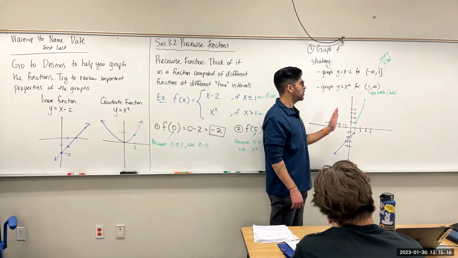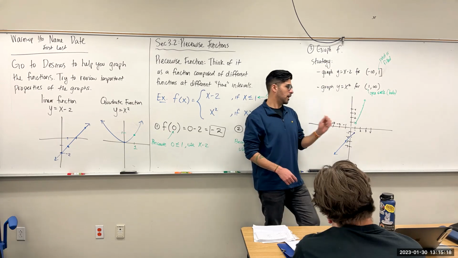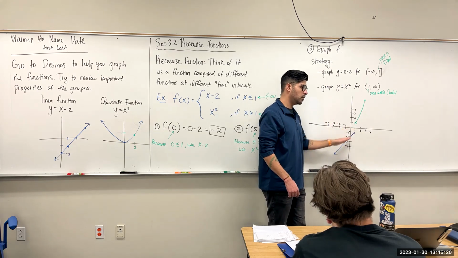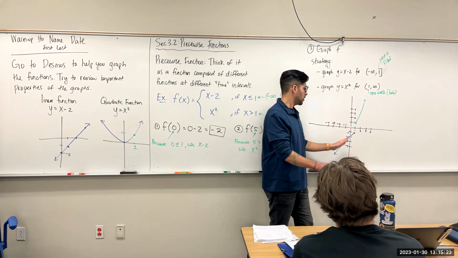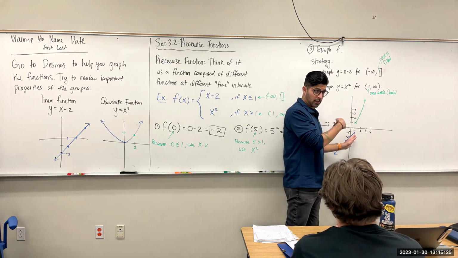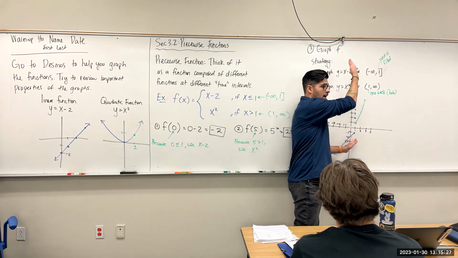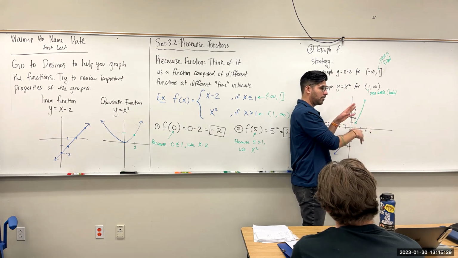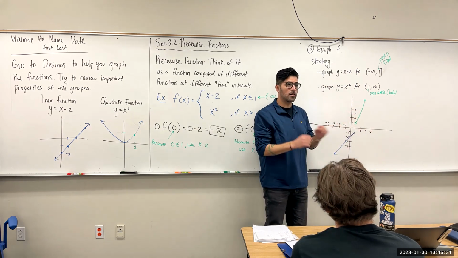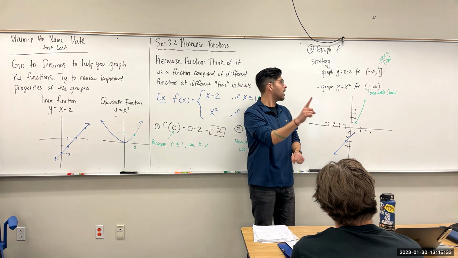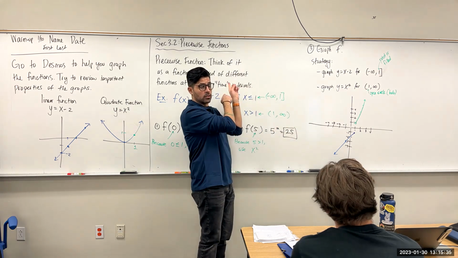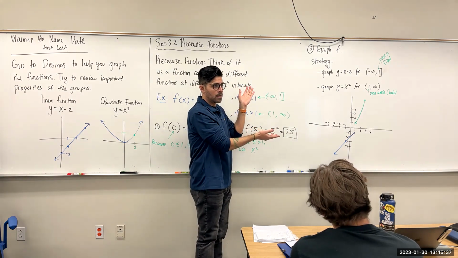It could still be another parabola. The blue one could be another parabola. You just can't have a vertical line cross the graph more than once. Remember we talked about the vertical line test? These two pieces are not two different graphs. They're one graph of the piecewise function. It's just a disconnected graph.